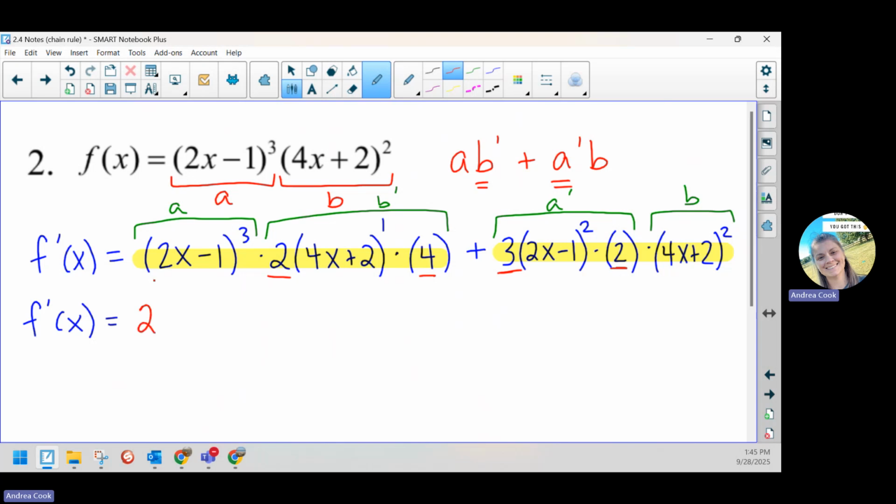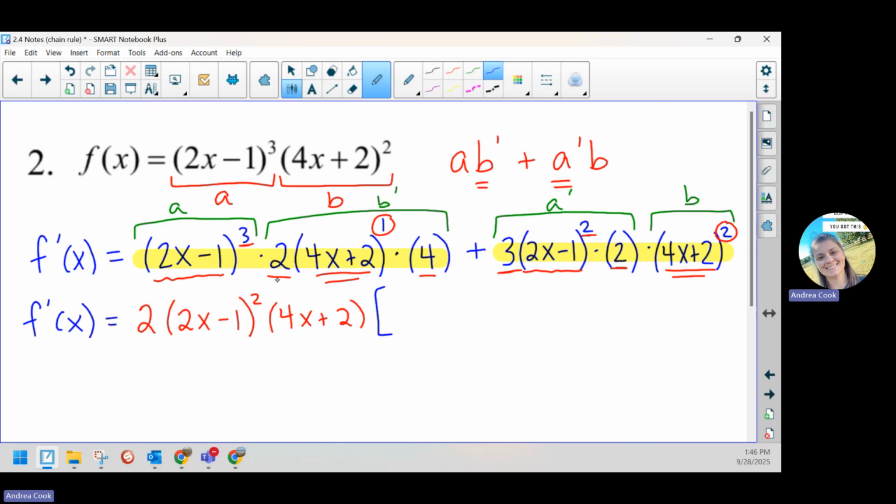Then I see that there's a 2x minus 1 and a 2x minus 1, so I can take out 2x minus 1. And then I look at the exponent and see that I can take out 2 of them. They have 2 in common. Then I see 4x plus 2 in common to each thing, so I can bring out a 4x plus 2. And again, when I look at these exponents, the lowest exponent is 1, so I can only take out one of those.